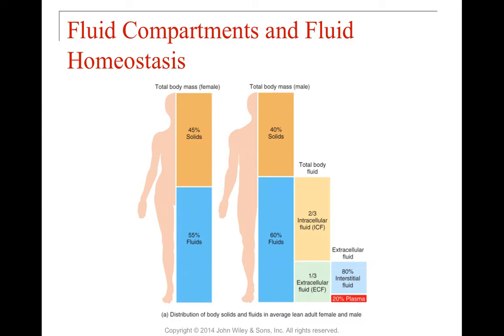So in a female, we have approximately 45% solids and 55% fluids. In a male, that's 40% solids and 60% fluids. Of that fluid, again, 2/3 is intracellular fluid, so fluid that is actually inside the cells, and 1/3 is extracellular fluid. Extracellular fluid is comprised of two major types: interstitial fluid, which is the fluid found around the cells but outside of the capillaries and blood supply, and 20% of that is found inside the blood plasma.